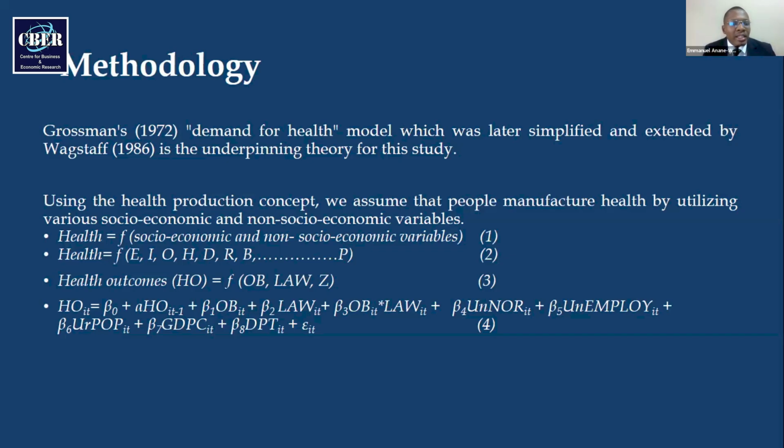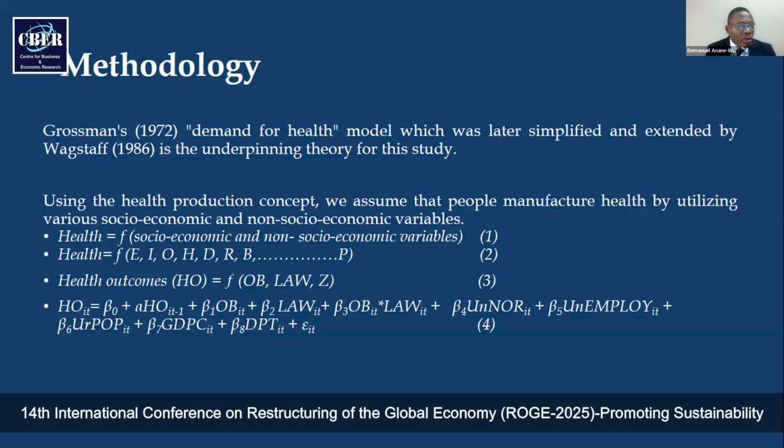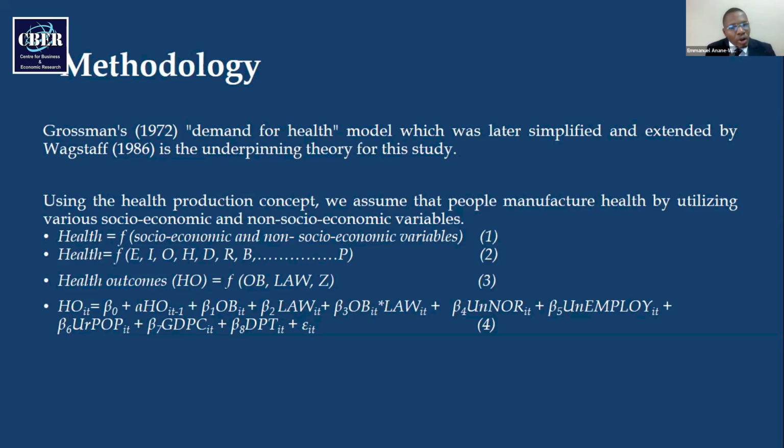So using the health production concept, for example, we assume that people manufacture health by utilizing various socioeconomic and non-socioeconomic variables. So to our first equation, health is a function of socioeconomic and non-socioeconomic variables. Therefore, to our second equation, health can be said to be a function of these variables, including education, the person's income, occupation, the person's diet, recreation, or even the person's ability to engage in physical exercise.